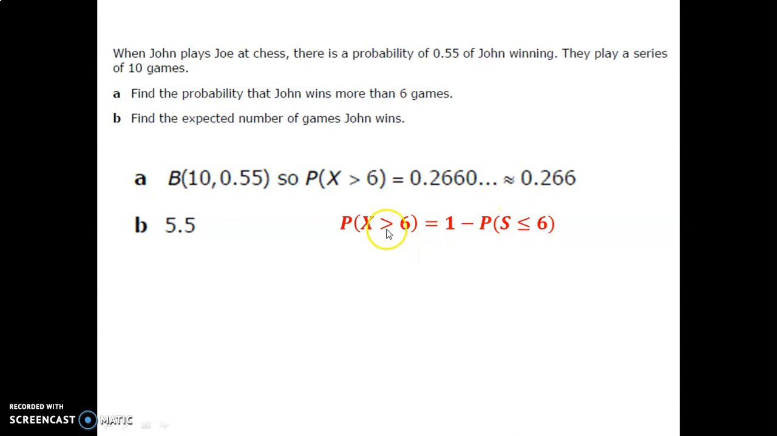Again, just like we saw in the previous one, more than 6 means 7 wins, 8 wins, 9 wins, or 10 wins. So then if we do 1 minus less than or equal to 6, 1 minus 6 wins, 5 wins, 4 wins, then we're left with the 7, 8, 9, 10 wins that we need here. Do this on your calculator using binomial distribution, and you will get your answer matching this. Now in B, we're looking for expected values, so we're going to use that formula, multiply, and we get the 5.5.